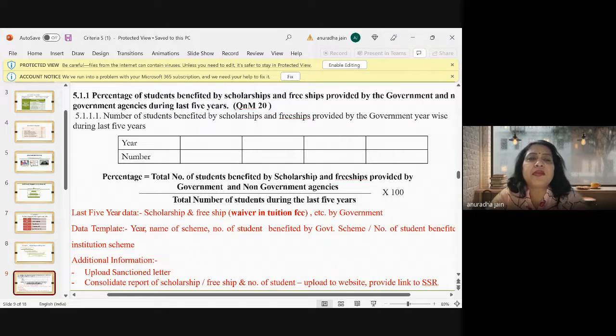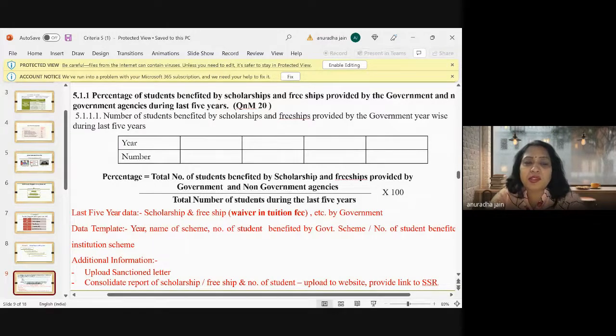You have to give the name of the student, what type of scholarship they have received, the year in which they have received it, any scheme, if there is one, the name of the scheme, whether by government or NGO, and how many students benefited out of it. Year wise also you have to give a summary of this, and how they calculate the percentage: the students benefited out of this scholarship and freeship in your institution for the last 5 years, divided by the total number of students during the last 5 years. So they calculate the total percentage of these students who have got scholarships.